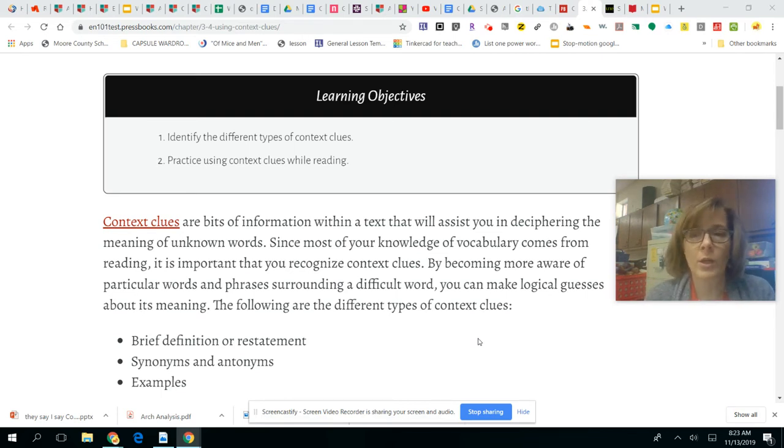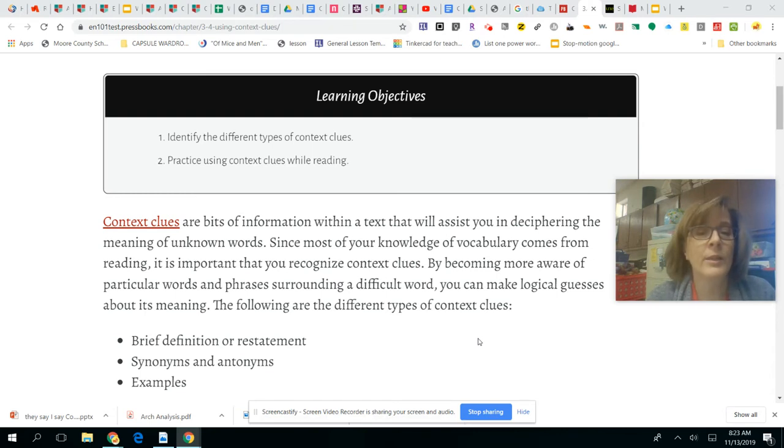All right, so our two learning objectives are to identify the different types of context clues. There are only three that we're going to focus on. And your second learning objective is to practice using context clues while reading, and resist the temptation to open a new tab and look it up.